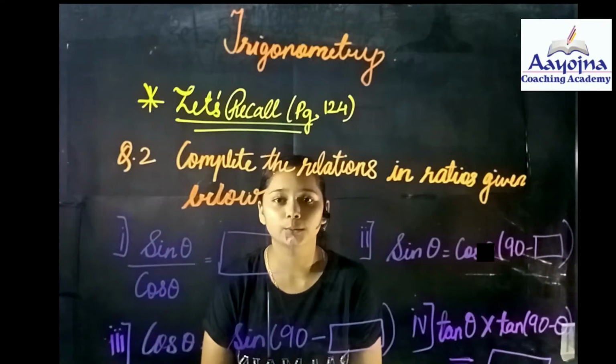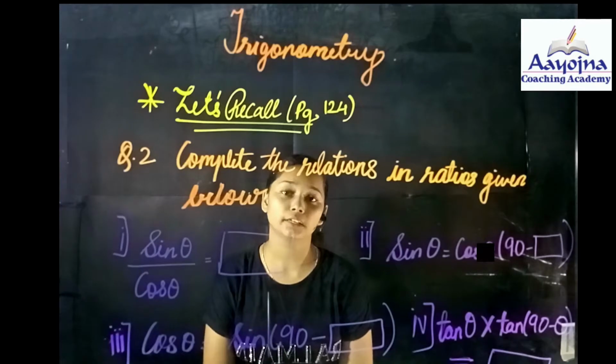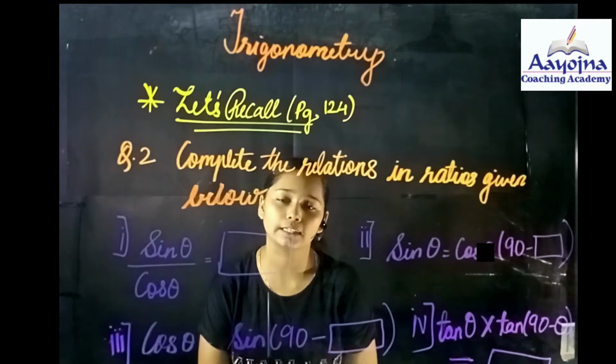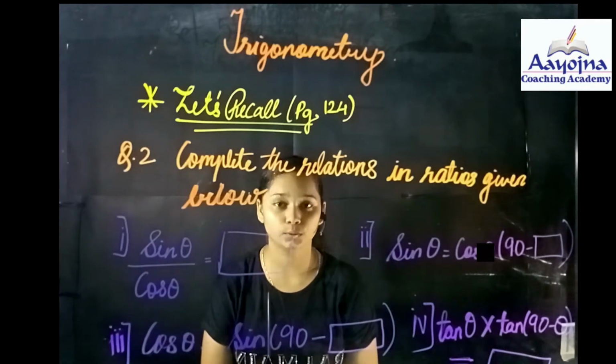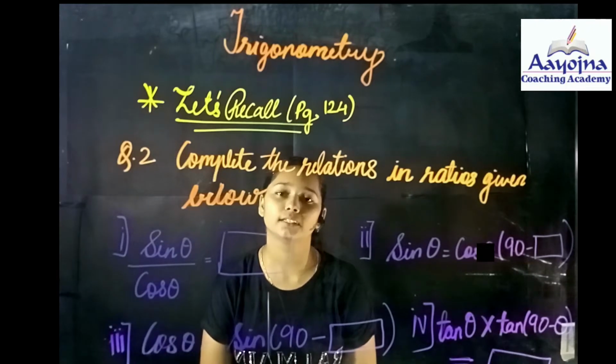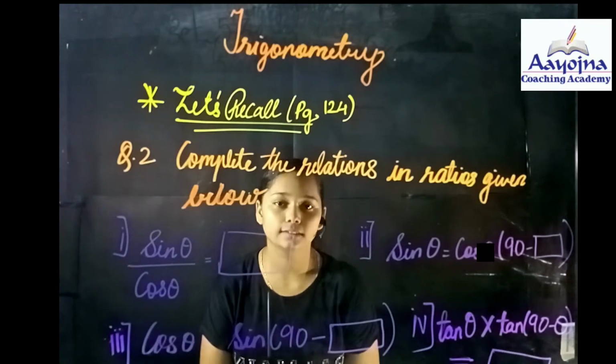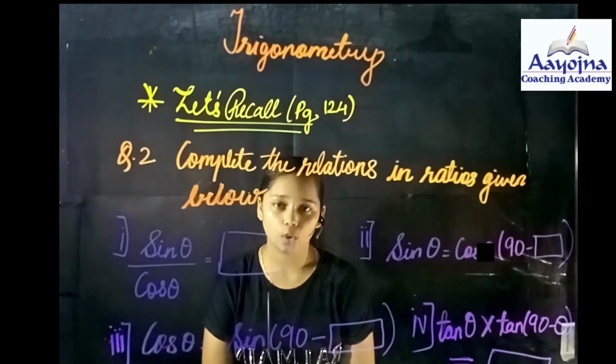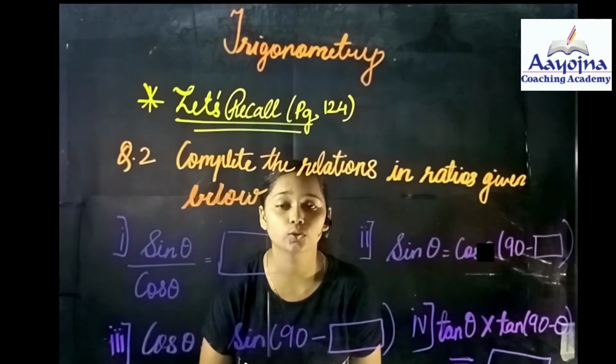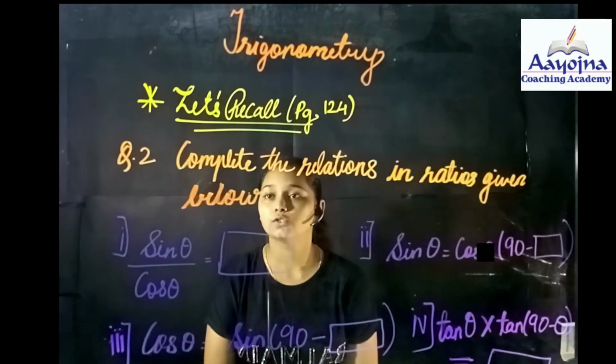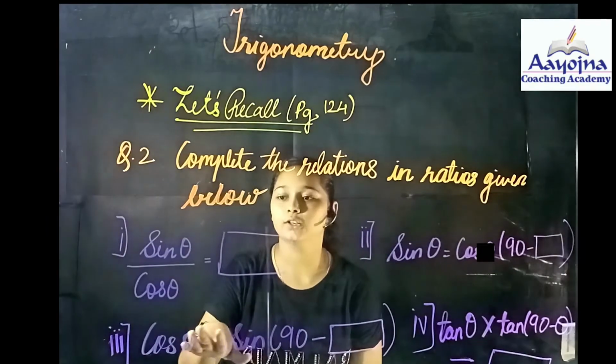Yesterday we completed three identities, which were sin square theta plus cos square theta is equal to 1, 1 plus tan square theta is equal to sec square theta, and the third one, that is 1 plus cot square theta is equal to cosec square theta. So now we will solve the let's recall.